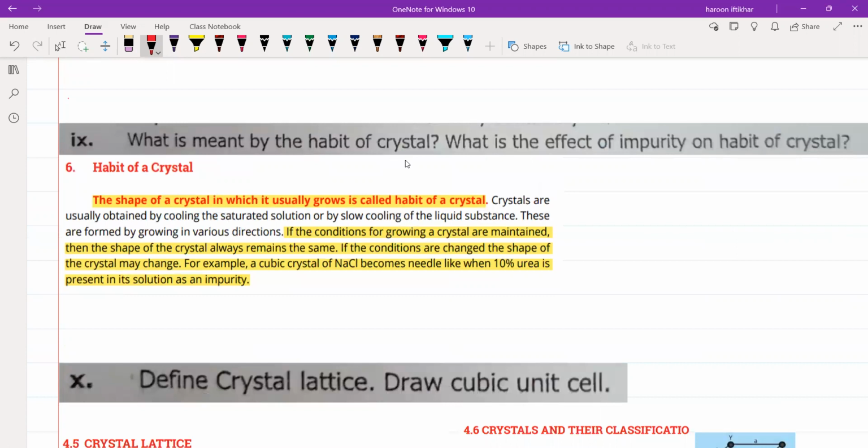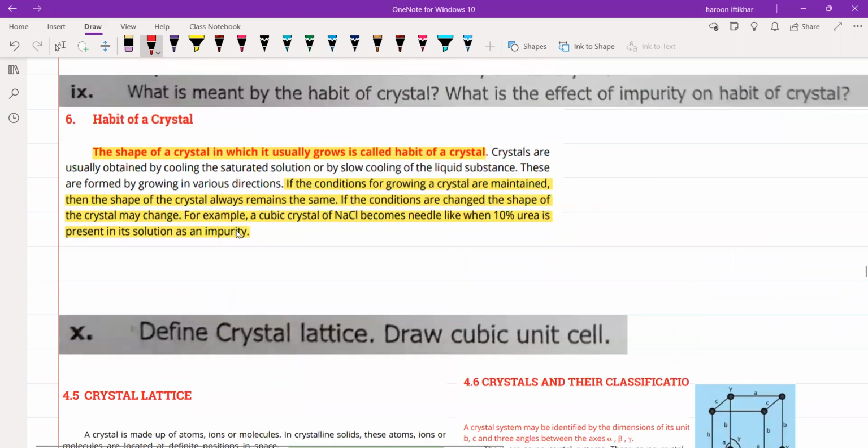Okay, what is meant by habit of crystal? What is the effect of impurity on habit of crystal? The shape with which a crystal will grow is called the habit of crystal. And remember, when we add 10% urea in NaCl, the shape of the crystals will change, so there is a difference. So you have to write these two things to get complete 2 marks.